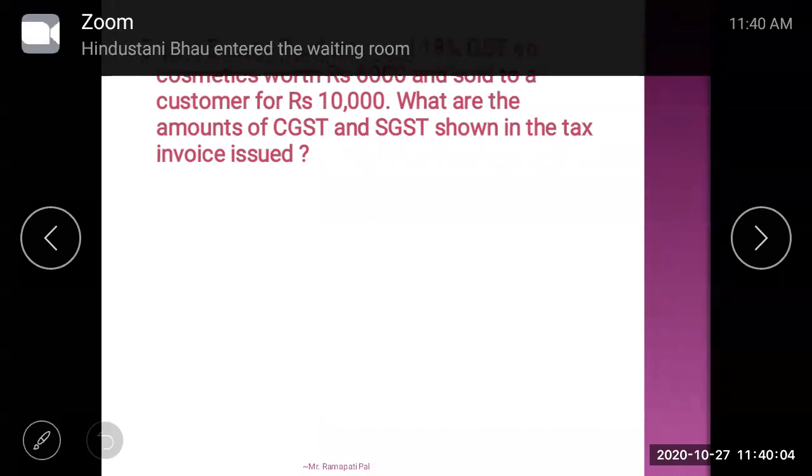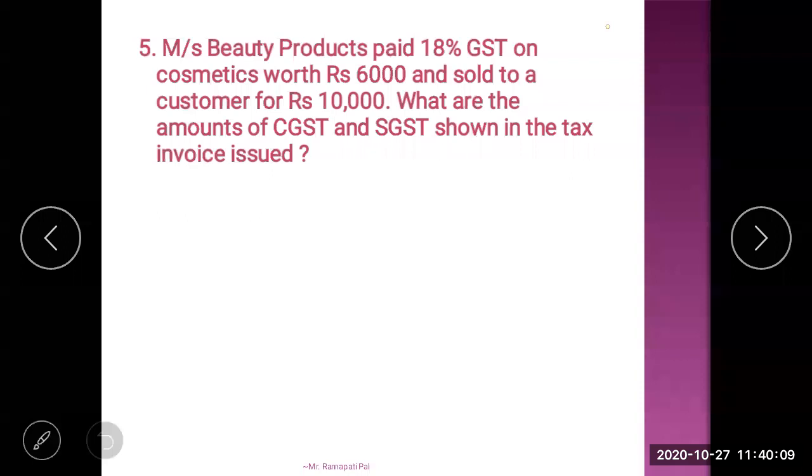First of all, we have to find out here. Input tax is what? 18% of 6,000 rupees. Means 18 upon 100 into 6,000. So 0 will cancel. 18 into 60. You can multiply 18 into 60. And then output tax, 18% of 10,000. 18% means 18 upon 100 into 10,000. Correct? 20 will be cancelled. 18 into 100. Correct? Let's see. Okay. Thank you, Riya. You have given the answer.